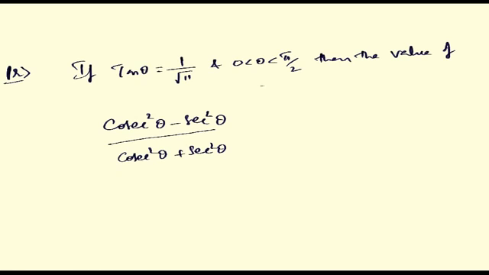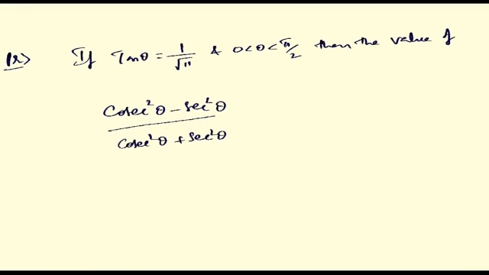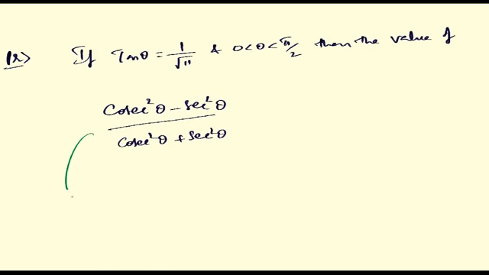If tan theta is equal to 1 by root 11, then find the value of cosecant square theta minus secant square theta by cosecant square theta plus secant square theta. So try to go with this problem. What is asked exactly in the problem? It is given like this: cosecant square minus secant square by cosecant square plus secant square.